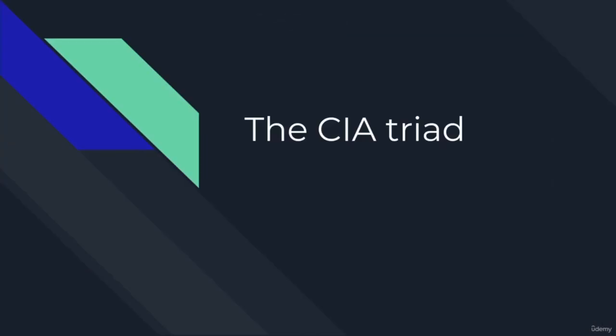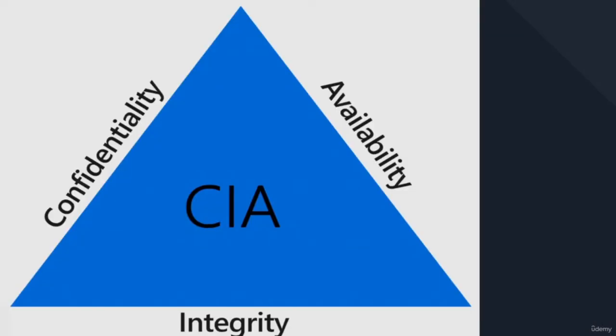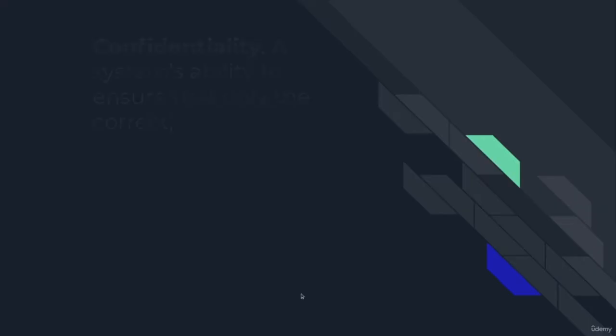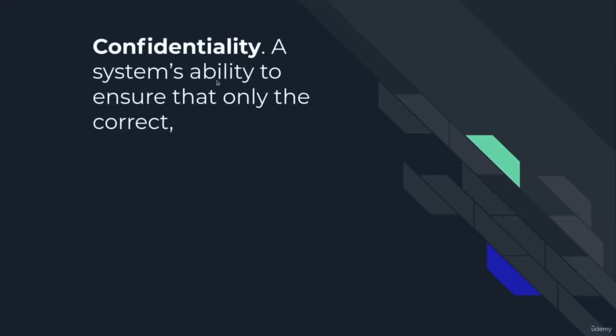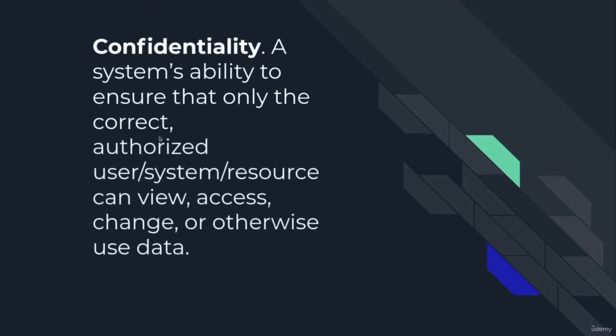Now we have the CIA triad. The CIA stands for three things: the C is confidentiality, the A is availability, and the I is integrity. What is confidentiality? It is the system's ability to ensure that only the correct authorized user, system, or resource can view, access, change, or otherwise use data. So only the authorized person can access, view, change, or modify.